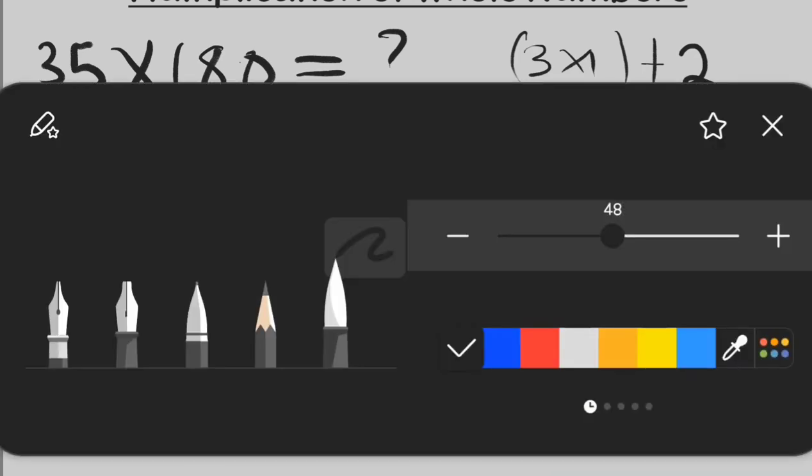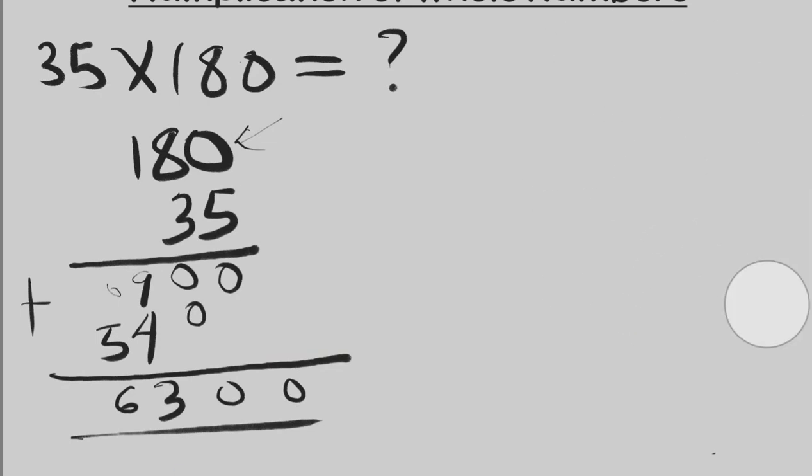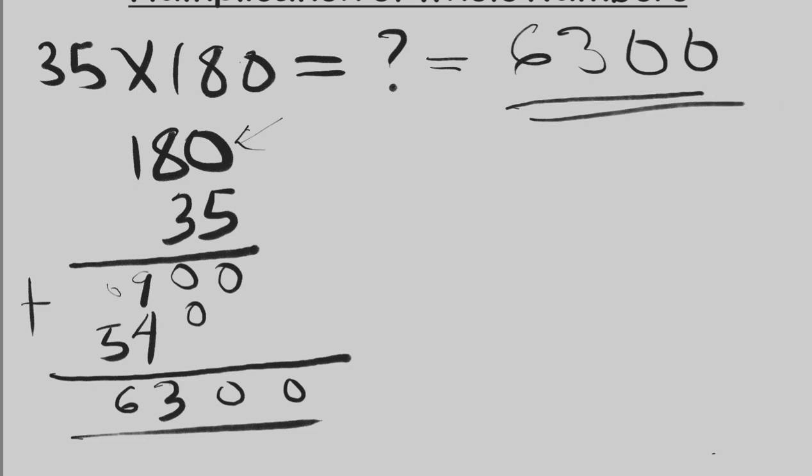So what does that mean? That means that 35 times 180 is equal to 6,300. That is the answer. 35 times 180 is 6,300. So that is how you multiply whole numbers.